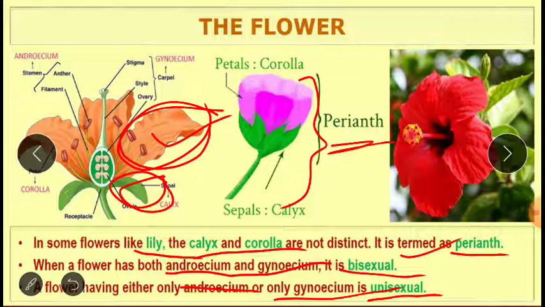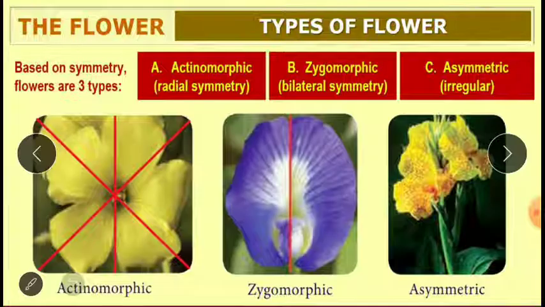So see here what all you have studied. First of all, you studied that the flowers with the bract are known as bracteate, and without the bract they are known as ebracteate. Here you studied that when the calyx and corolla are not distinct, when they are fused, they form perianth. Then those flowers in which both androecium and gynoecium are there are bisexual flowers, whereas those in which only one, either androecium or only gynoecium, is present are known as unisexual flowers.